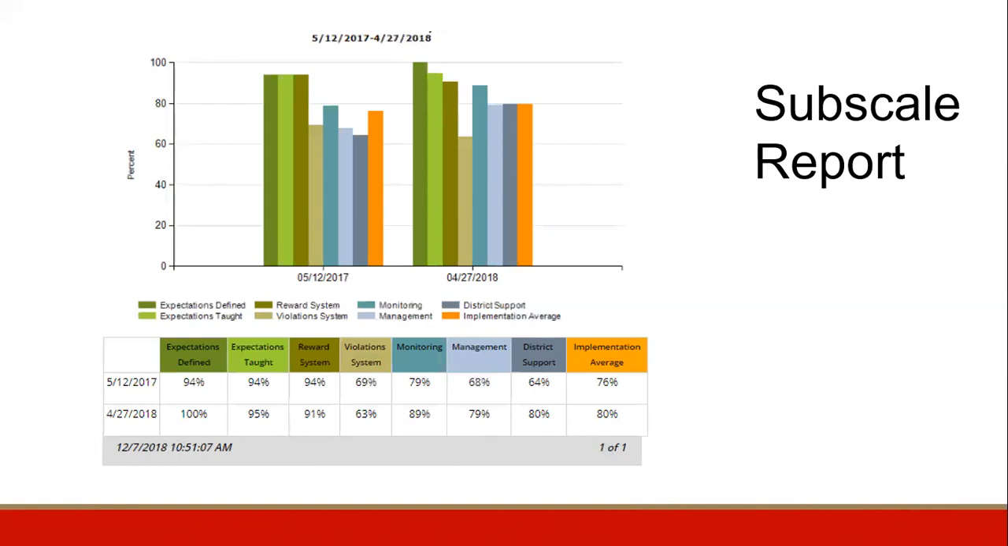So this will really tell you, again, in this particular example, the lowest I see, taken on 4/27/18, looks like it is the management. You might want to look back at those management questions. Oh, actually, it's the violation system. You might want to look back at those violation systems questions, probably your error correction, your ODR process, your majors and minors, to see what's going on there, because that might be a place where you might want to put more support. So this is another area that you can look at the data in.